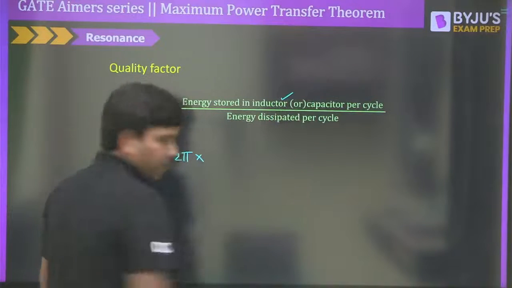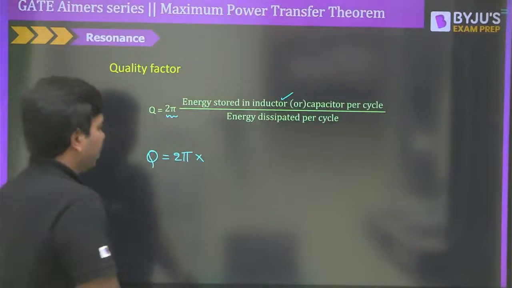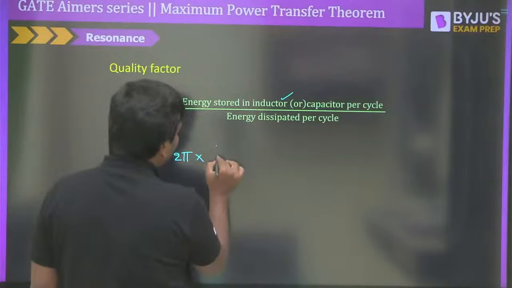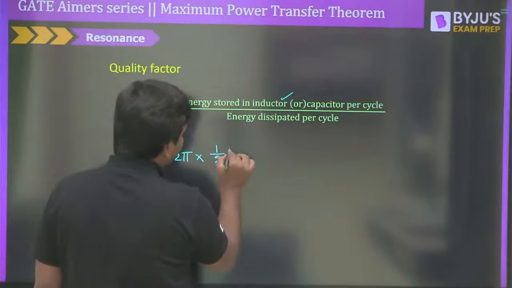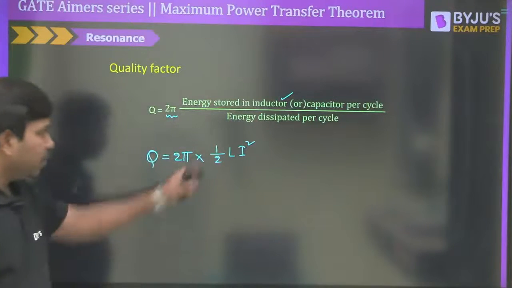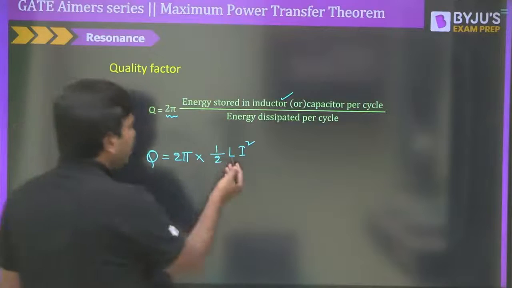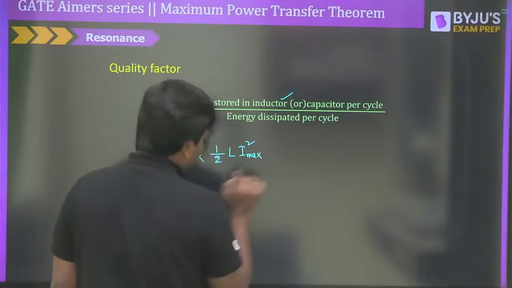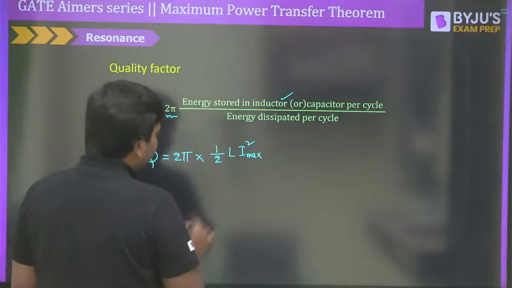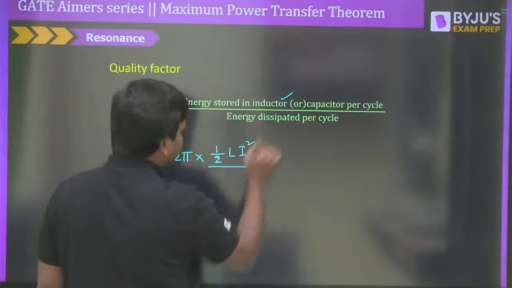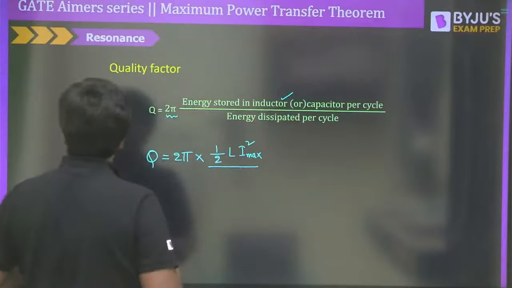Let us take this one. Energy stored in the inductor. How do we write the energy? Energy stored in the inductor could be written as half times L into I square. Correct? Half times L into I square. Right? So maybe I could say that it is I max actually. Correct? So this same divided by the power dissipated per cycle. Right? Because the current remains the same here.